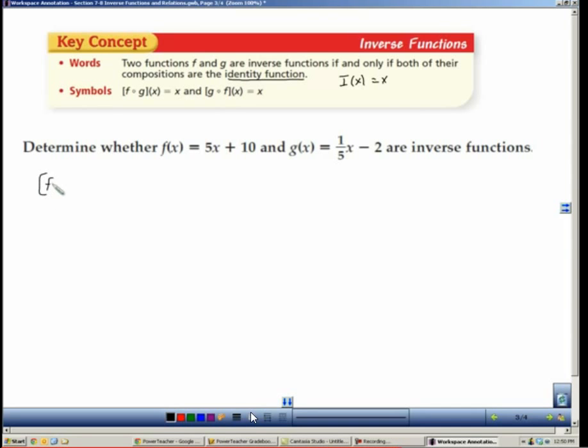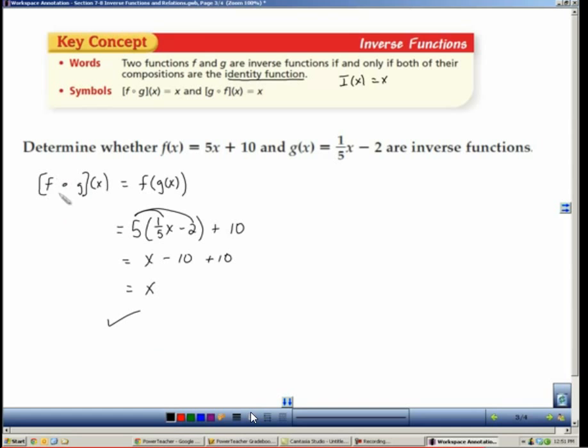Let's start the first composition by finding f of g of x, which means that we're going to put g of x into all the x values for the f function. So we're going to do 5 times x, and instead of x we're going to put the g of x function into that, 1/5 x minus 2. So now distributing here we get an x, and 5 times negative 2 is negative 10. Negative 10 plus 10 is 0, so we get x. So this part's good. When we do the f composition with the g, we get the identity function.